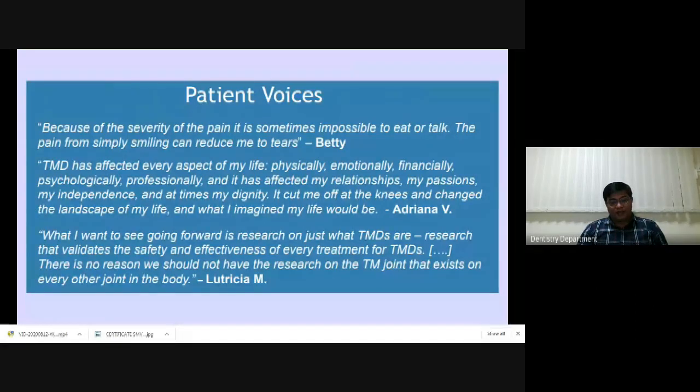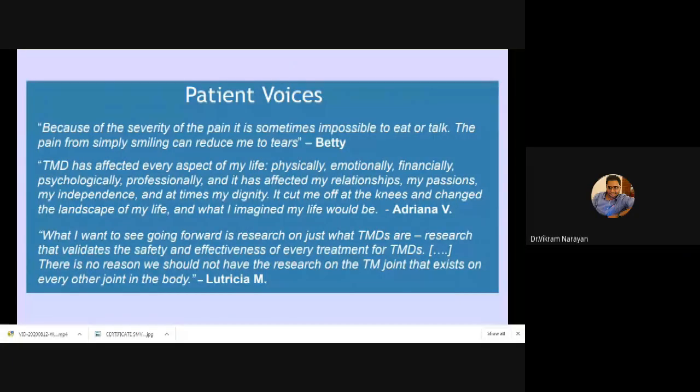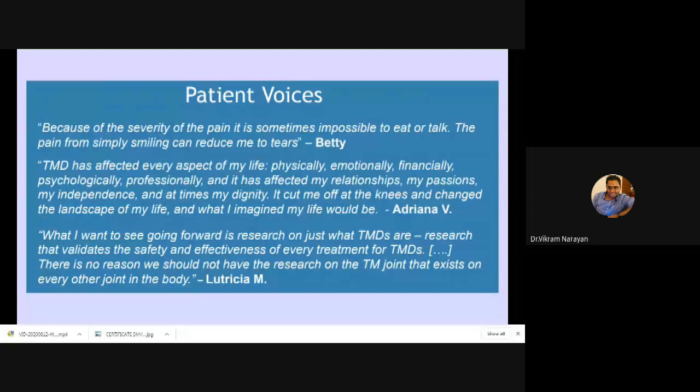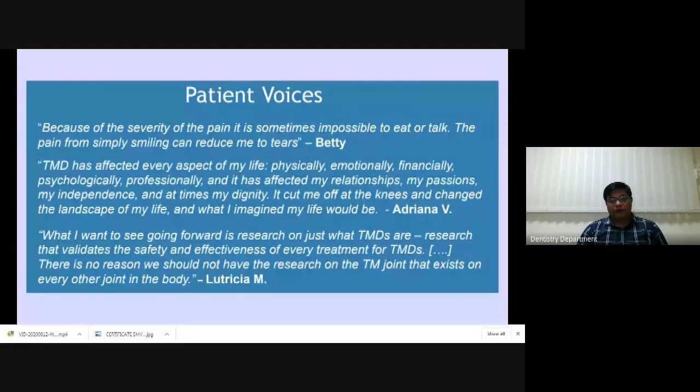would be. One other patient quoted, what I want to see going forward is research on just what TMDs are. Research that validates the safety and effectiveness of every treatment for TMD. This patient has clearly said there is no reason that exists on every other joint in the body. So these are the patient voices towards this disorder.